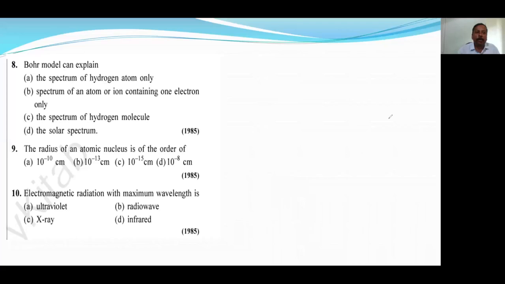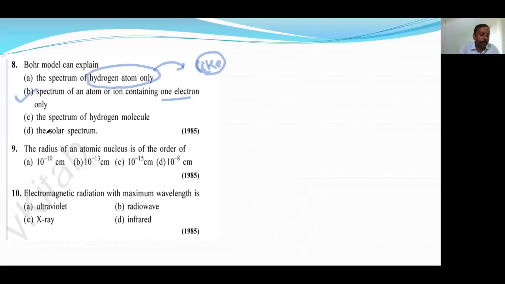Next, Bohr model can explain spectrum of hydrogen atom only, or spectrum of any atom, or ion containing one electron. Actually this is a test of your understanding. Whenever we see Bohr, we will think that it is hydrogen. No, it is not hydrogen only, it is hydrogen like. Hydrogen like means they should contain only one electron. So B option is correct.